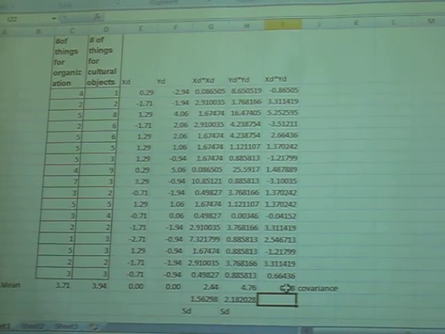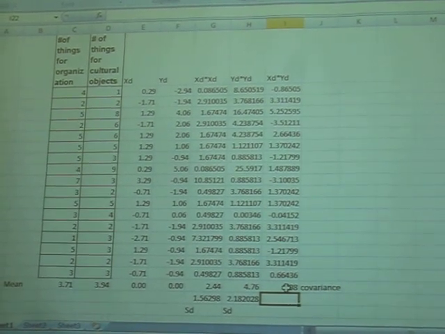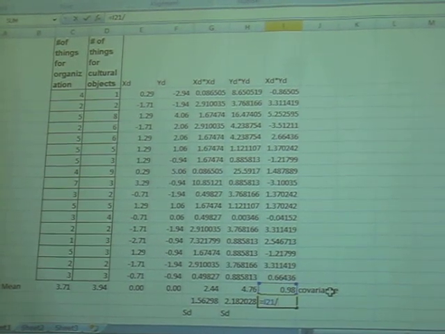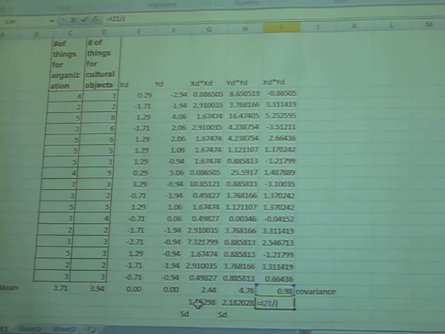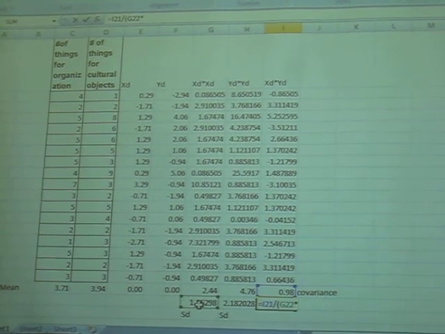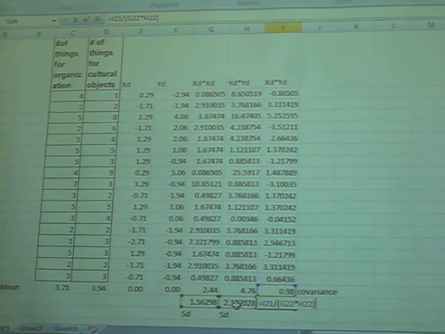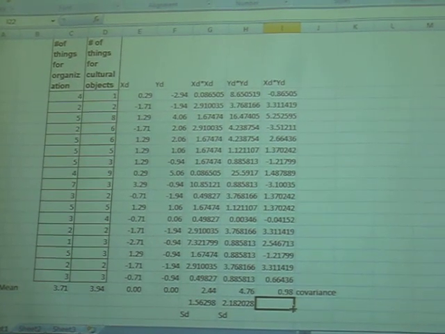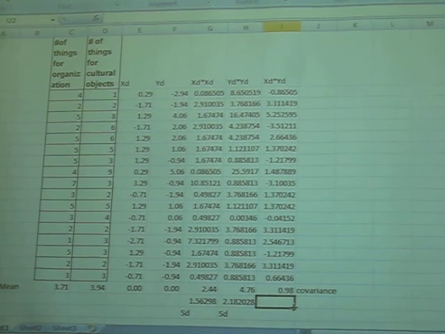And then there's one more step. Take the covariance divided by, in parentheses, standard deviation x times standard deviation y, and this is called the correlation. Right? So I'm going to stop.